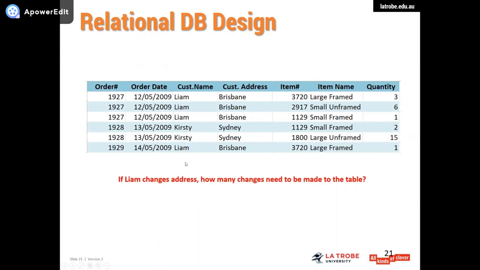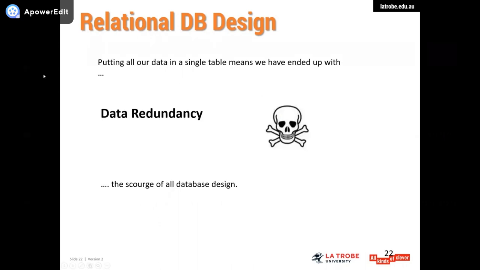So from the previous example, what I want to emphasize is that putting all your data in a single table means you end up with data redundancy. And data redundancy is considered to be the scourge of all database design. Why is data redundancy so unwelcome? Because data redundancy will not only cause data inquiry problems, because you may have different copies, but also it will dramatically increase the size of the database. So we should avoid data redundancy in our database design.